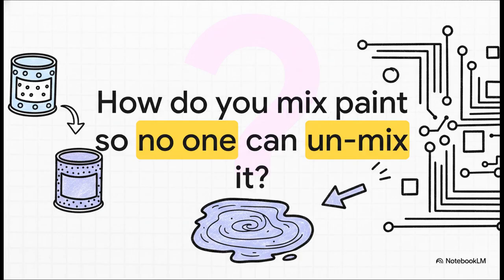But now, what if I just hand you the final mixed color? Could you perfectly unmix it? Could you tell me exactly which two original shades I started with? Of course not. It's a one-way street. That original information is gone for good. And believe it or not, that's exactly what we need our math to do.